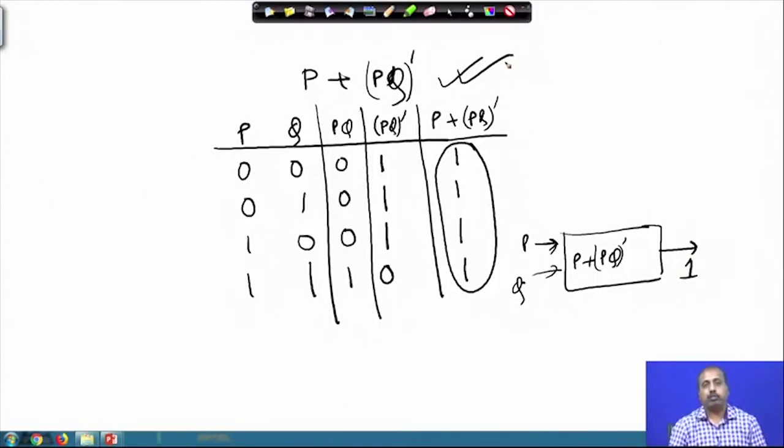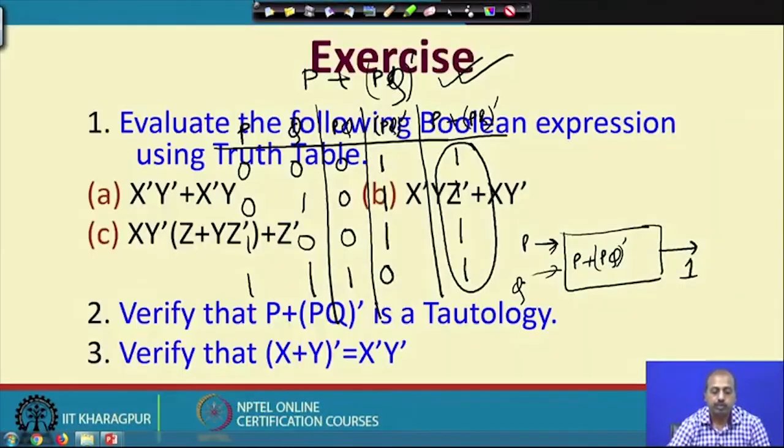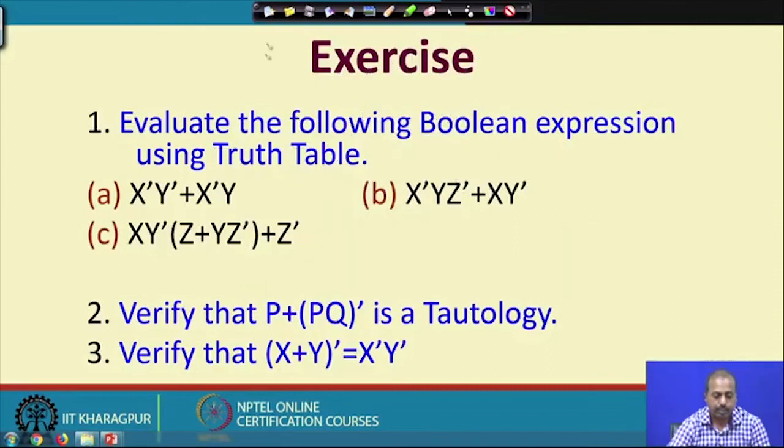So, whenever it is required to show that some expression is a tautology or a fallacy, what you need to do is draw the corresponding truth table, and in the truth table you show that the output column is always 1 for a tautology and always 0 for a fallacy. Okay. So next we take another example.